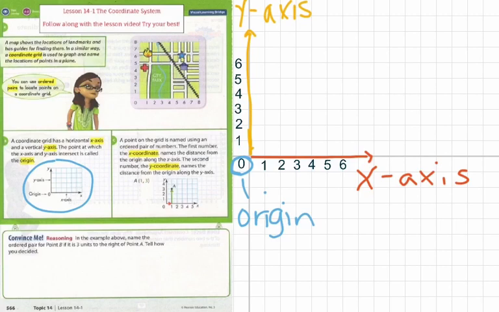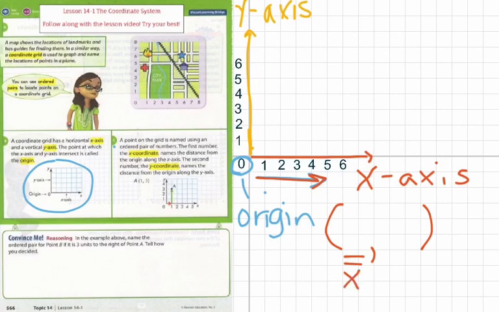Now, let's read here where it says: a point on the grid is named using an ordered pair, right? A pair of numbers that are in an order. So always, always, always in an ordered pair, the very first number is the x-axis. It's this x-axis, so that always goes first. So when you're looking at an ordered pair, this first one is always x, okay?